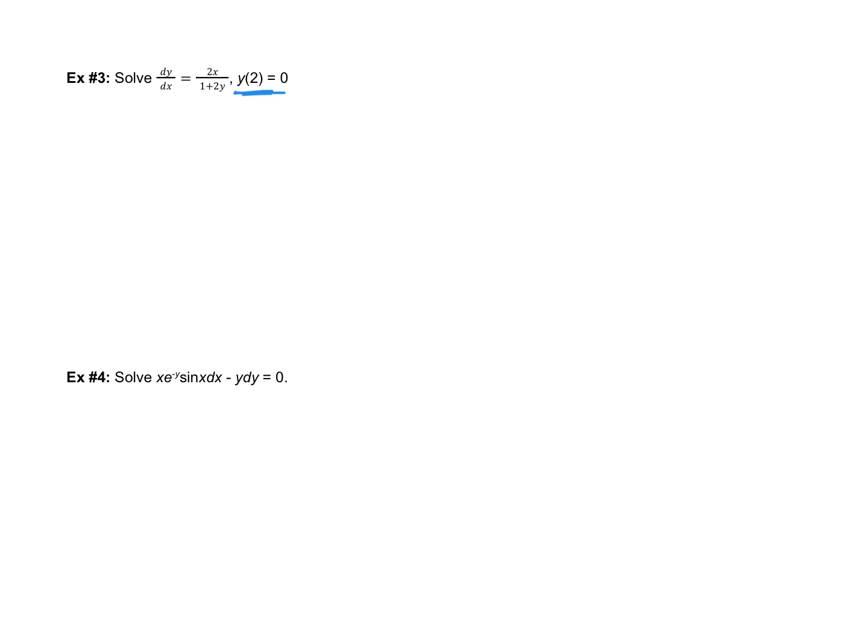So the first thing I would do is say, can I get my x's and y's alone? And of course, yes, I can. So I end up with (1 + 2y) dy is equal to 2x dx. Okay, so I'm going to integrate then. I get y + y squared is equal to x squared + c.